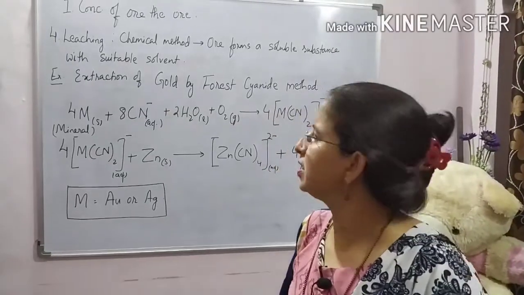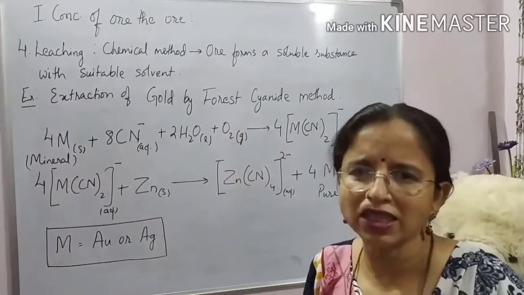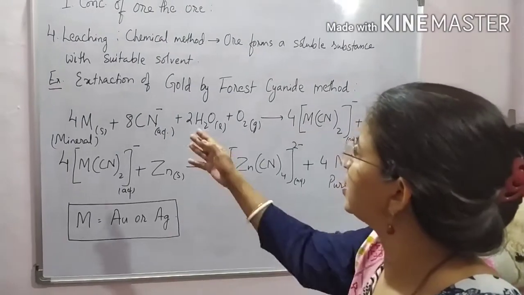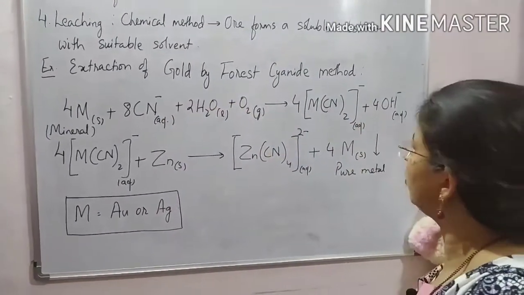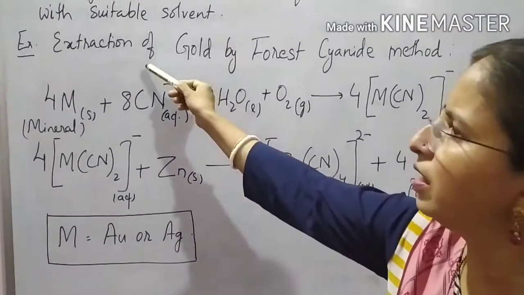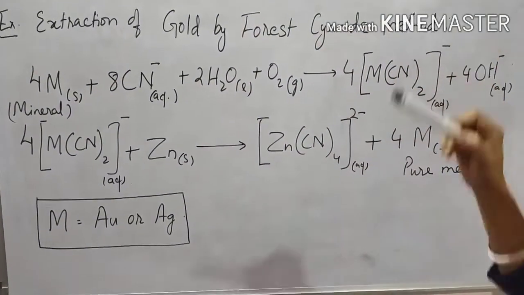So the next example for the leaching method. Leaching is a chemical method. The next example is extraction of gold by the ferrous cyanide method.